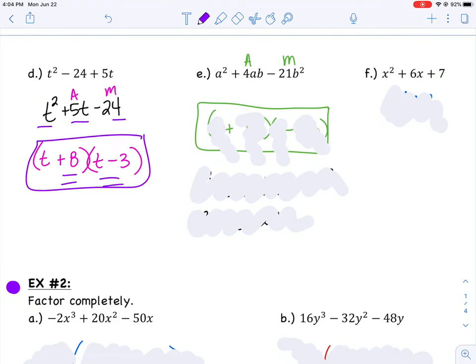So your 2 factors should be a t plus 8 and a t minus 3. Or you could say a t minus 3 and a t plus 8, but the 8 has to be positive and the 3 has to be negative. All right, look at E with me.